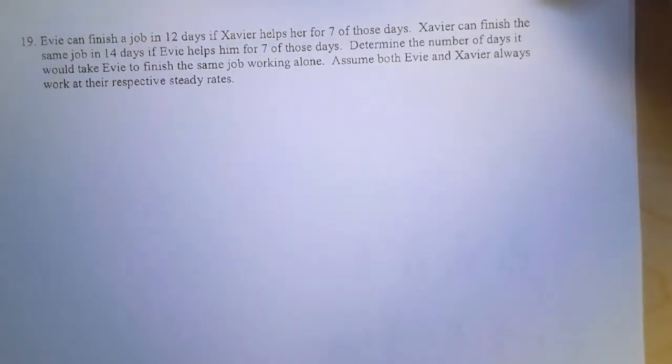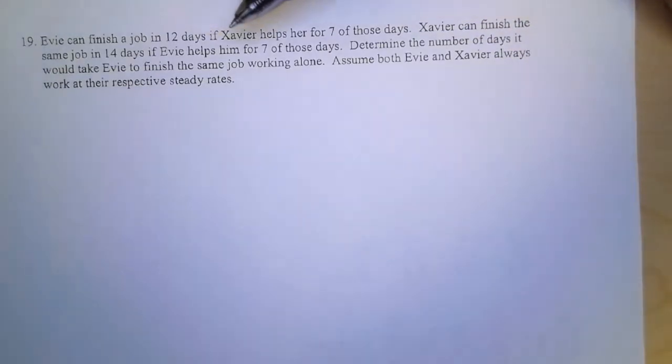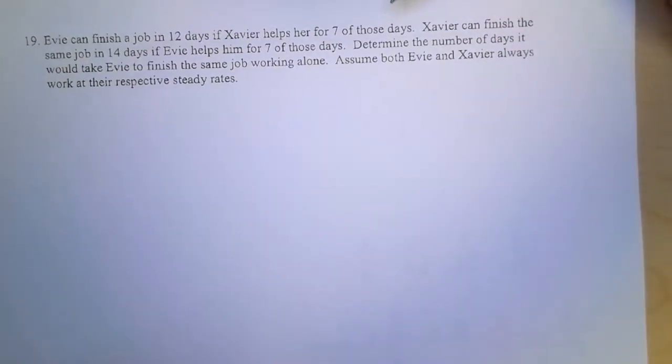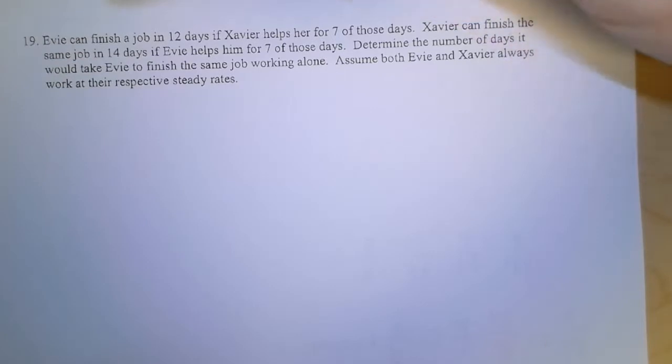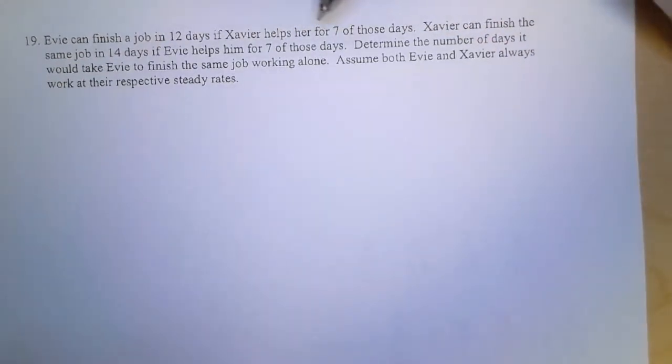In this problem, we have Evie and Javier working together. Now, Evie can finish a job in 12 days if Javier works for her for 7 of those. Now, Javier can finish the same job in 14 days if Evie helps him out for 7 of these days. Now, we want to determine the number of days it takes Evie to finish the same job working alone. Assume both Evie and Javier work at the same rate every day.